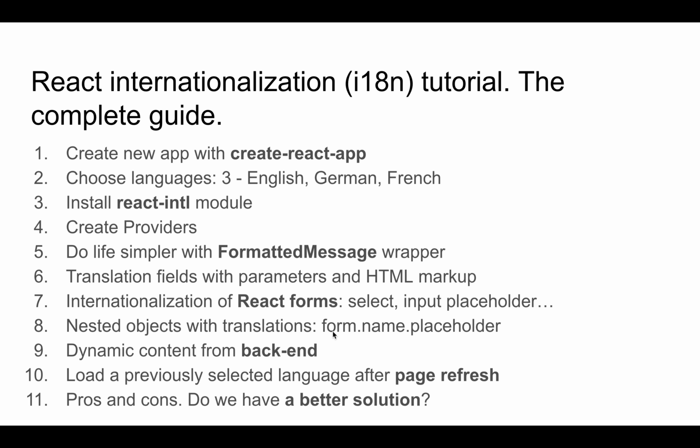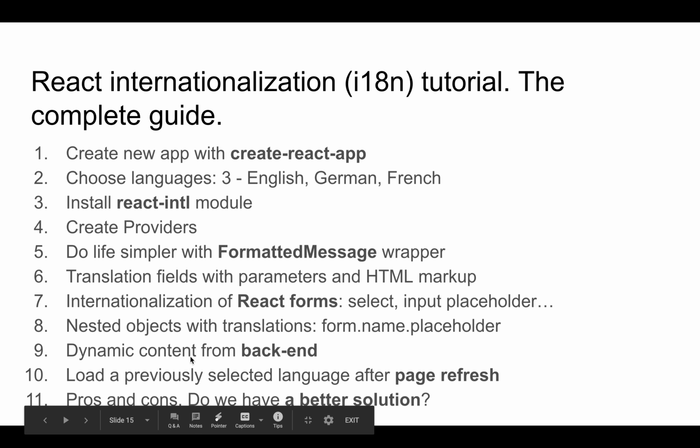For example, we have an object name, inside we have form, inside we have field name, which is an object, and in the object we have a placeholder field. This will make our code a bit cleaner and easy to read.